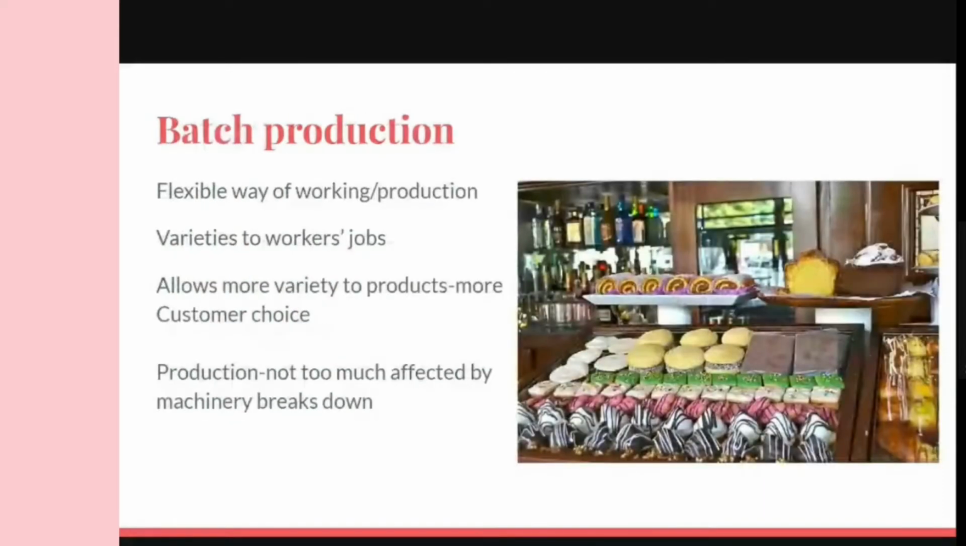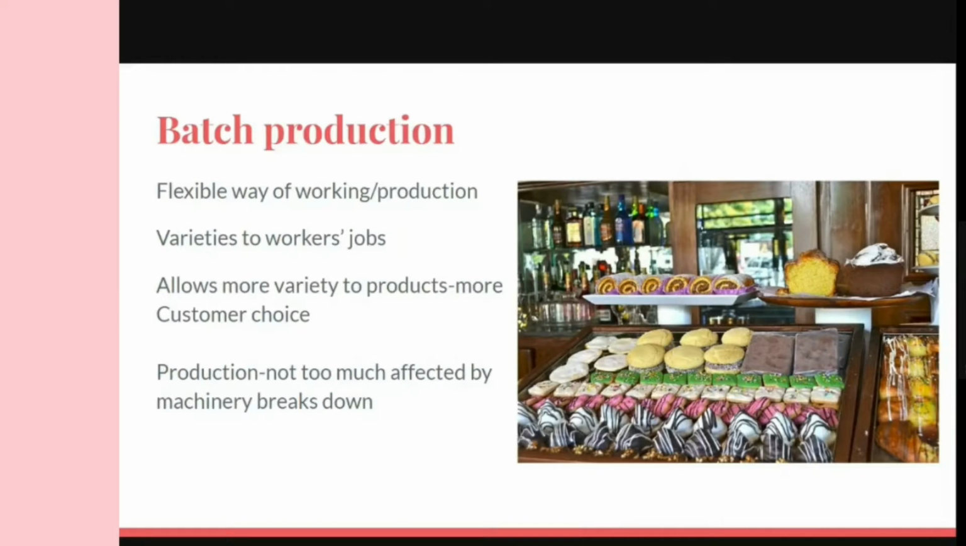Let's next see what is batch production. Batch production has a more flexible way of working in production because a certain number of the product will be made for different types of product. For example, a small bakery making batches of bread, several houses built together using the same design, furniture production, or clothing. So this is called batch production.